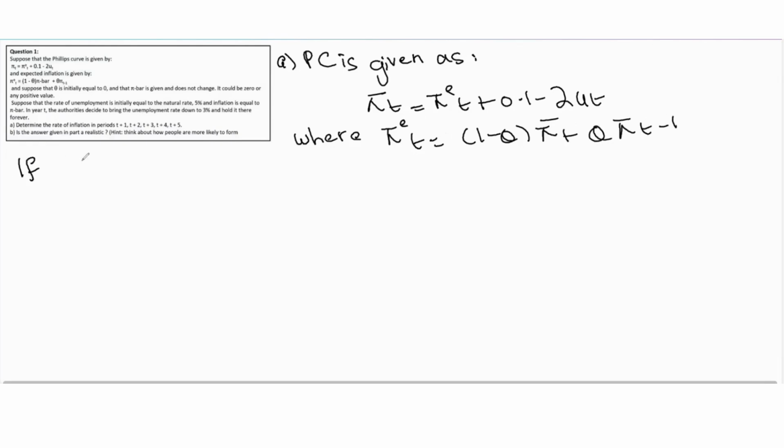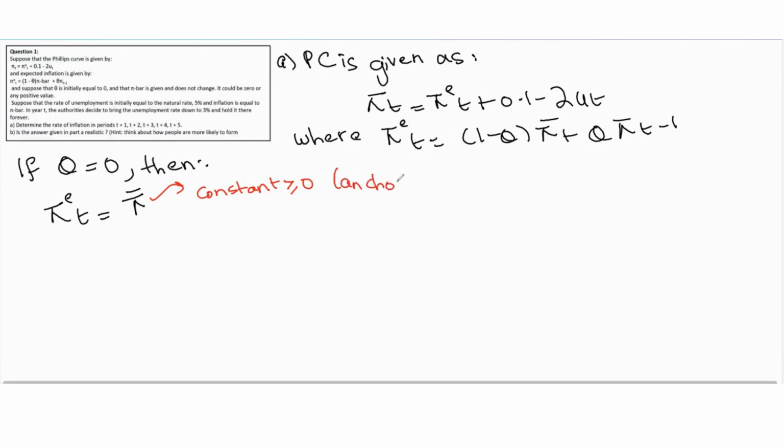Now we're told that initially theta is equal to 0, which we know we have in the original Phillips curve. If theta is equal to 0, then what does this mean? Then this means that pi e t is equal to pi bar. So pi bar is just a constant greater than or equal to 0, we're told. So we have anchored expectations. So inflation expectations are anchored. They're equal to some constant value. We know this is an assumption of the original Phillips curve.